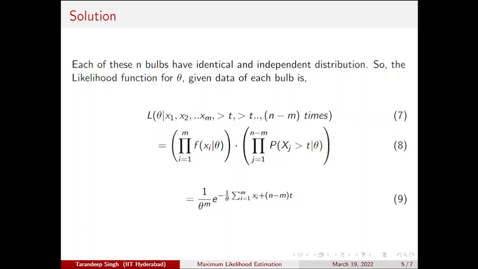Since the lifetimes of all of these bulbs are identically and independently distributed, we can find the likelihood function for theta in this way. We take the product of the PDFs of the m bulbs, and we take the product of the probability of lifetime greater than t for each of the n minus m bulbs, and we will obtain this equation.